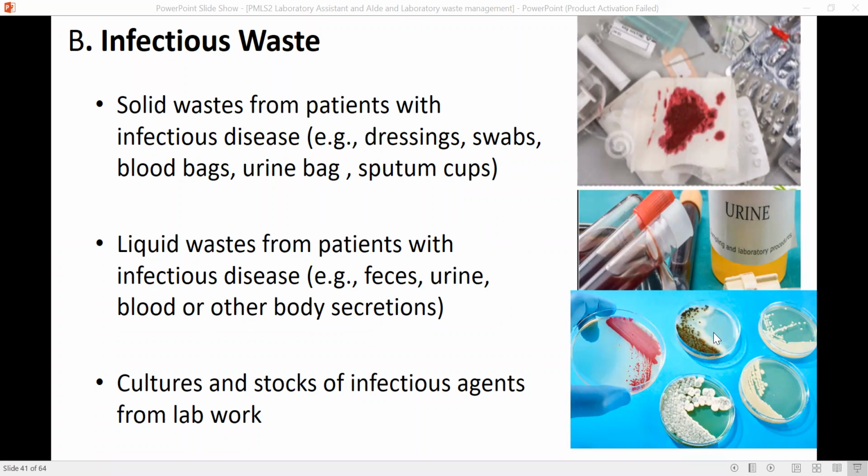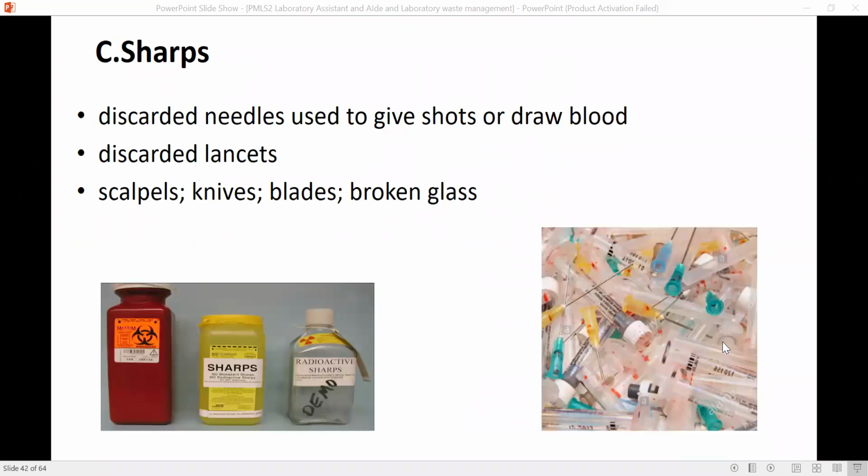And then of course the cultures. Ito, culture media na ginamit in culture and sensitivity testing. Nagpatubo ka ng microorganism eh. Tama? So, syempre, infectious. Pwede kang ma-infect. Yan. So, next now will be the sharps.